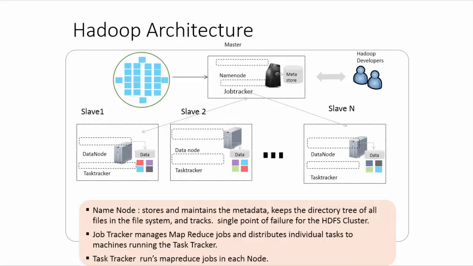If name node goes down, your cluster will go down. You won't be able to do anything. So this is a single point of failure in Hadoop 1.x. This is the higher level architecture of Hadoop.